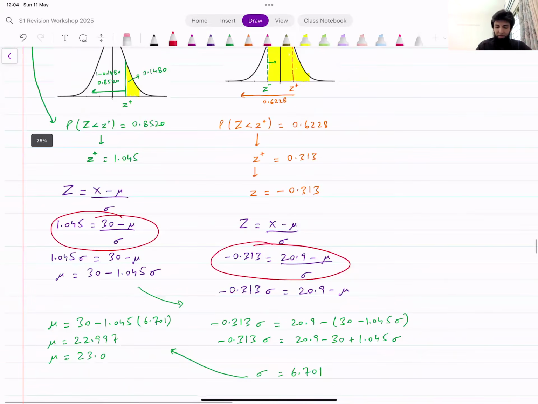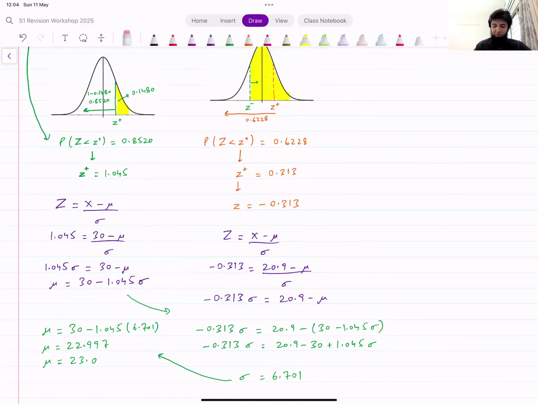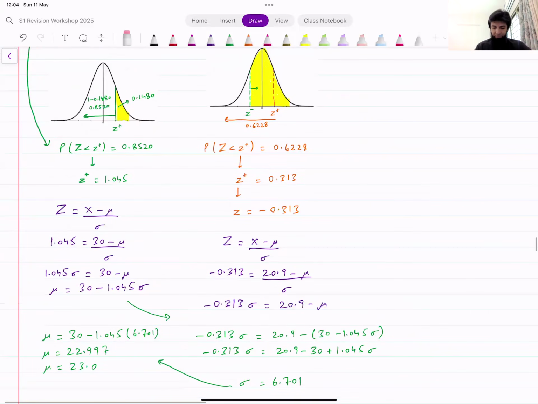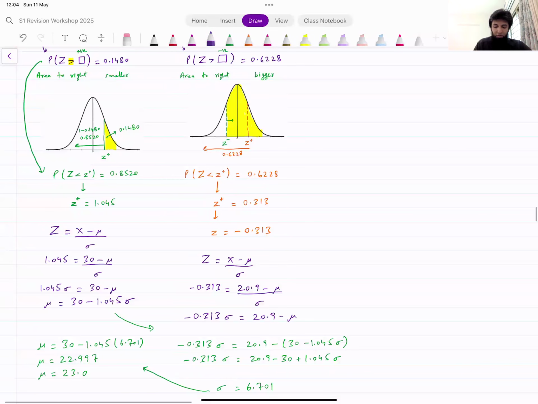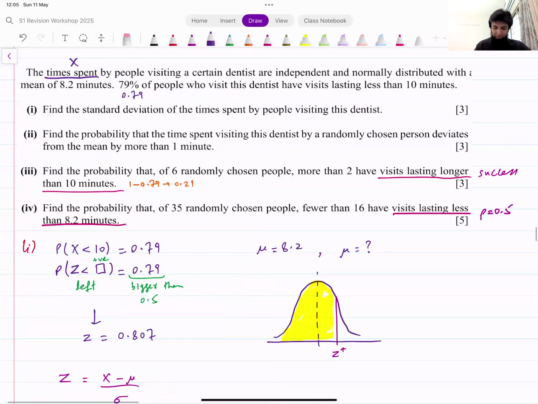So that's something that can also happen sometimes: they give you two pieces of information, you make two equations from them, and then you solve them simultaneously to get the result. For each of them, it's the standard inverse normal problem. You make two equations from them, and then you solve them simultaneously. Okay, so that's something that could also happen sometimes.